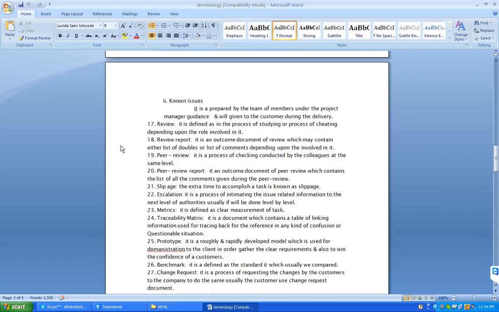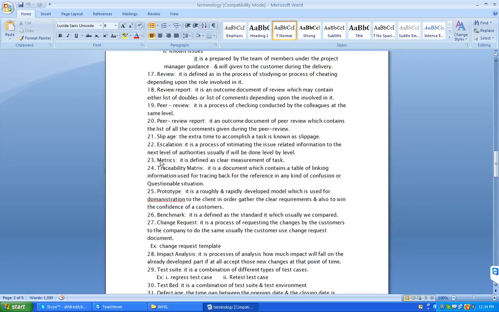Okay. Next, prototype. Prototype means a roughly and rapidly developed model. If you want to take the requirements or give the requirements, using this prototype model we can give the requirements and take the requirements.